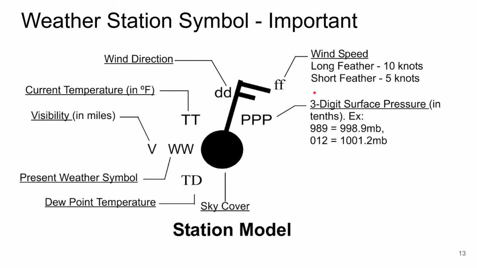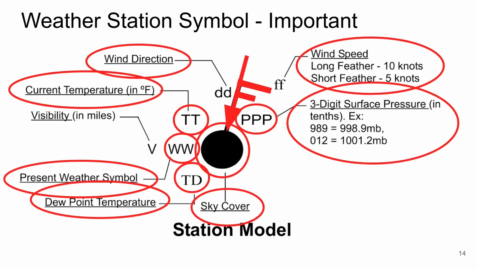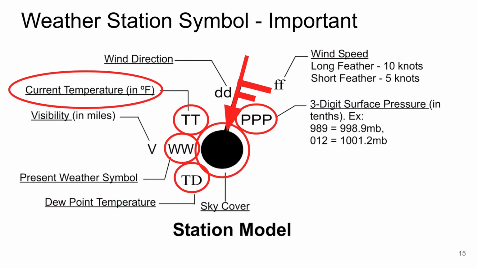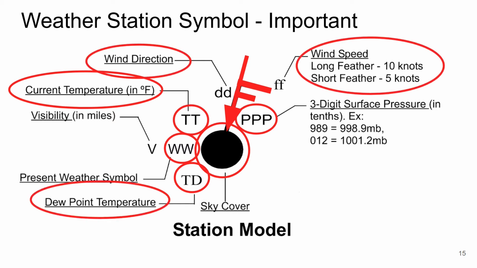Here's the full thing again. We're not going to deal with all of it. We're going to just deal with the important parts. Those are the important parts. So we've got in the upper left current temperature. Bottom left is dew point. The arrow is going to be wind direction and the feathers are wind speed. Upper right hand, those 3 digits are the air pressure at the surface. And there's a little handy dandy guide right here.